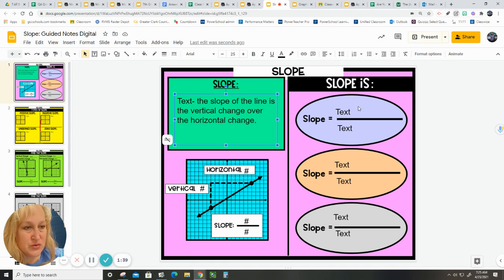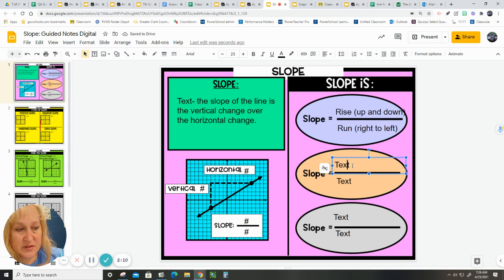I believe what it wants you to write over here is you're going to put rise, and I might put up and down, over run, which is right to left, or back and forth. In the case of this one that we just calculated, 6 was our rise, 10 was our run.